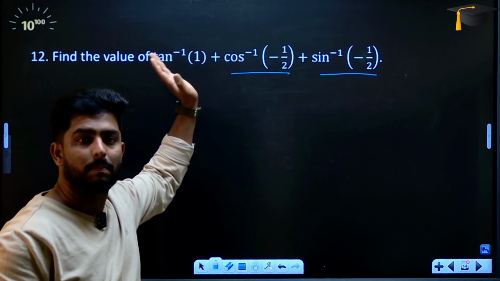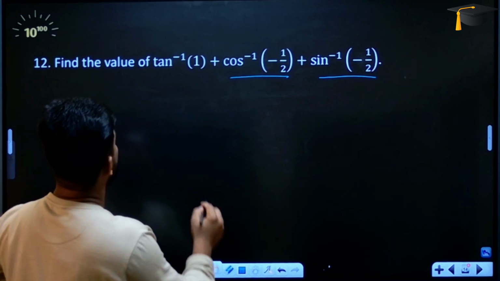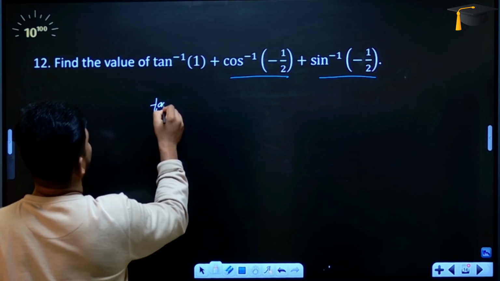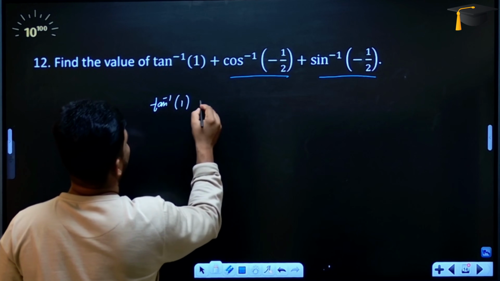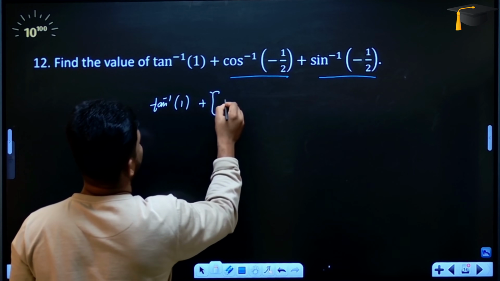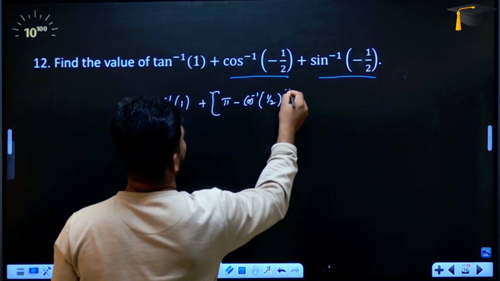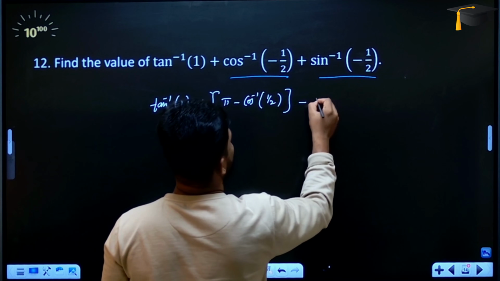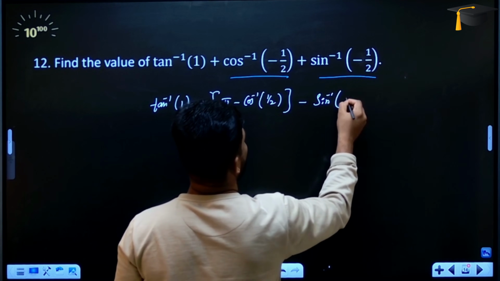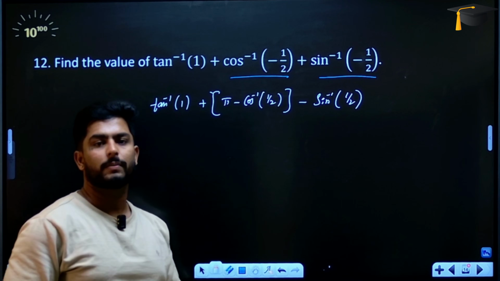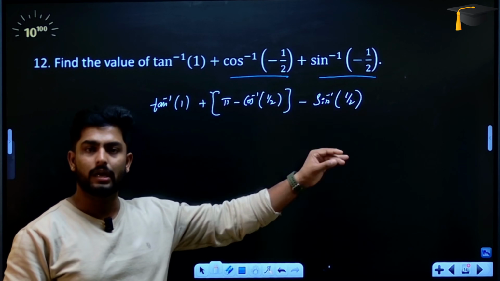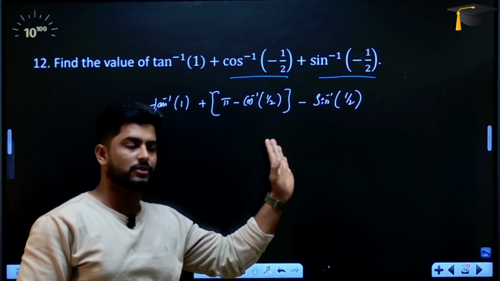So you just have to make the values positive first. So tan inverse of 1, this will release pi outside, so this becomes pi minus cos inverse of 1 by 2, and this just releases minus outside, so this becomes sine inverse of 1 by 2. Okay, sine inverse of 1 by 2. So this is the first thing that you have to do. You just made the value positive, children.